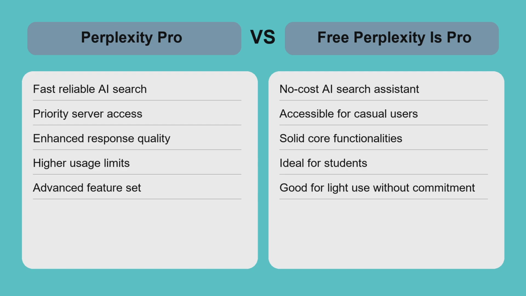The trade-off comes down to budget and usage intensity. Pro provides a smoother, more powerful experience, but the free version remains a solid option for those wanting to test AI search capabilities or use them sparingly.